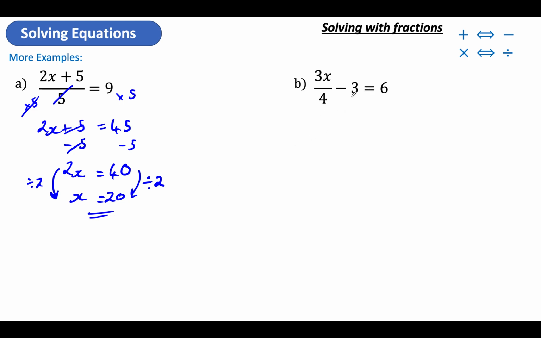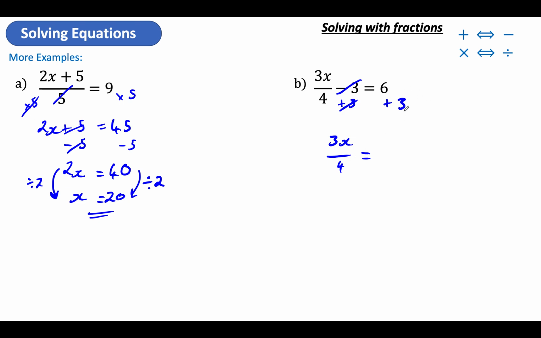Right, this one. What am I going to deal with first? Am I going to multiply by 4? No, because not everything is over that denominator, is it? So the first thing to do is get rid of the minus 3 by doing the opposite. Add 3. I bet you're getting really good at these by now. So plus 3 and minus 3 cancels out. So we're left with 3x over 4 on its own.